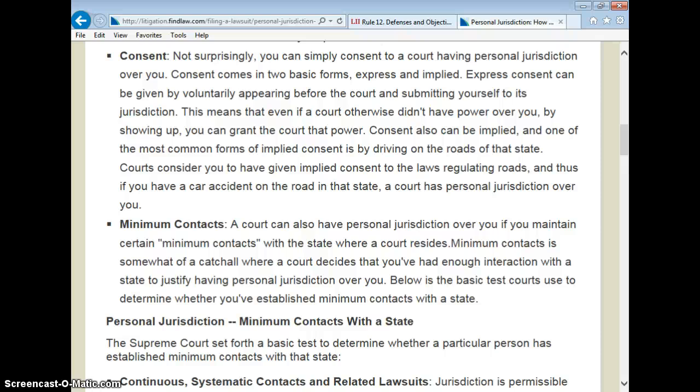Consent also can be implied, and one of the most common forms of implied consent is by driving on the roads of that state. Courts consider you to have given implied consent to the laws regulating roads, and thus if you have a car accident on the road in that state, a court has personal jurisdiction over you.